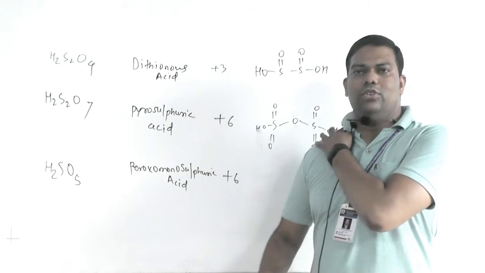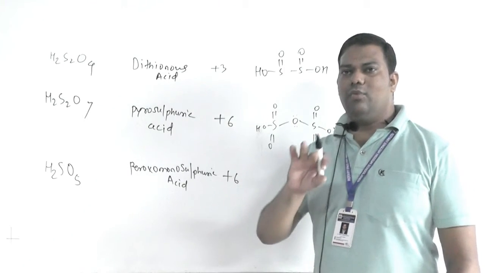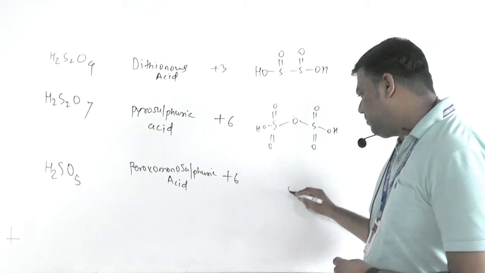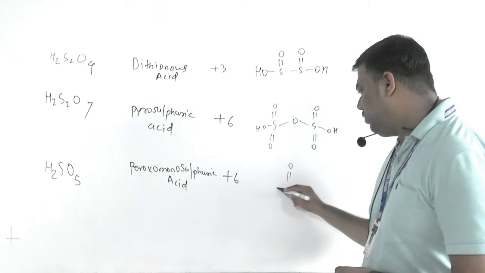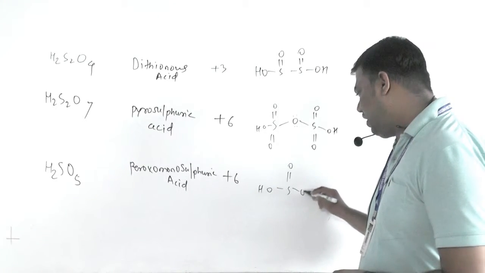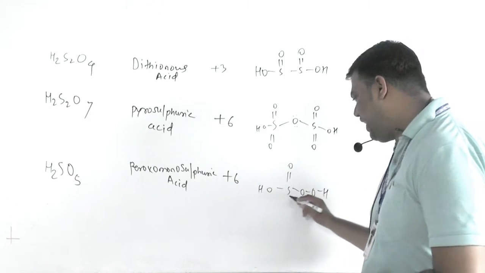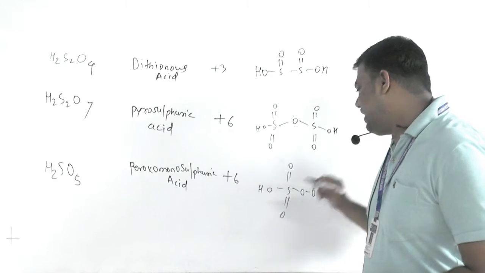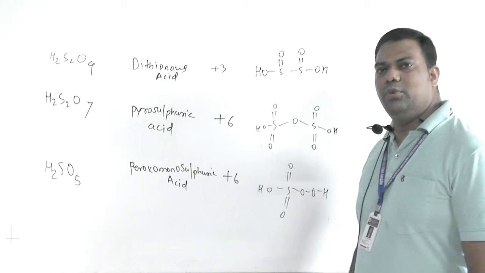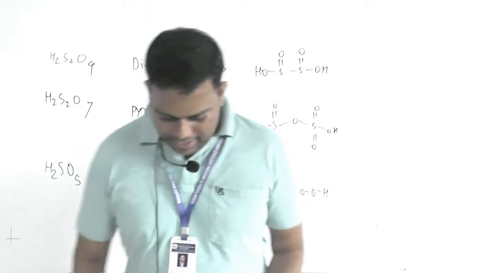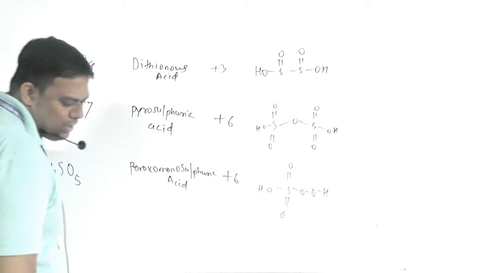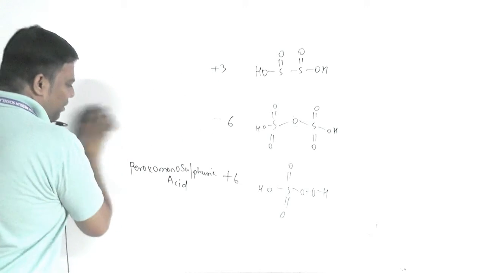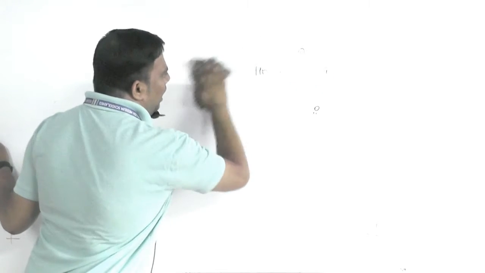No doubt the structure is like sulfuric acid only, but a peroxide linkage is present like this: S double bond O, here OH, here single bond O. This is the peroxide linkage. 1, 2, 3, 4, 5, 6, like this. That is peroxymonosulfuric acid, H2SO5. We will see H2S2O8 after this. I hope you are writing.